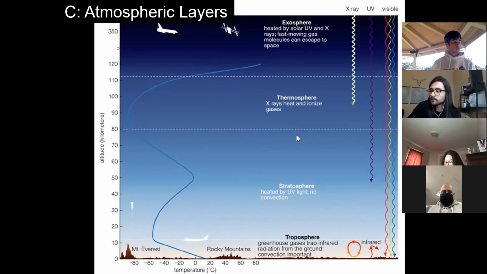We also talked about what makes the real surface temperature of a planet hot.